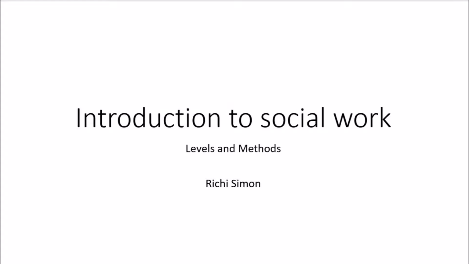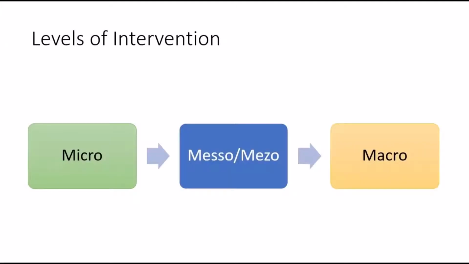So let's begin. Here in this slide you are seeing the levels of intervention, and they are micro, meso and macro. Now if you are accustomed with the language of English, micro means something which is the smallest, meso is something that is between, and macro means something that is large. So what is the smallest unit of intervention that we deal with in social work? That is an individual. So the micro level of intervention, your unit of intervention would be an individual.